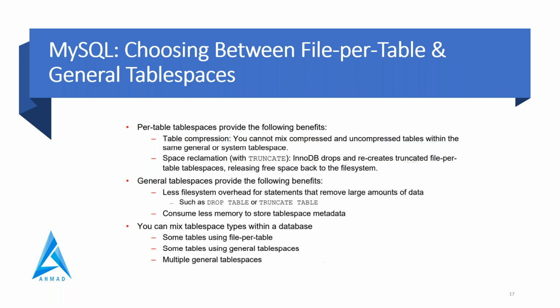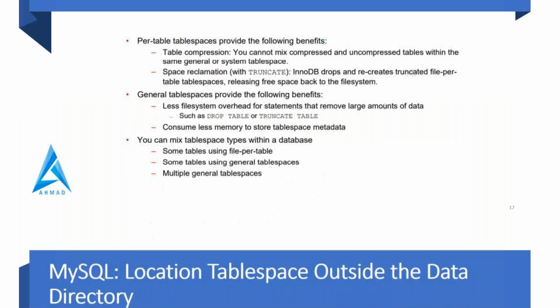And for space reclamation, you can use truncate. InnoDB drops and recreates the truncated file-per-table tablespace and releases free space back to the file system. And if you are using a general tablespace, it has less file system overhead for statements that remove a large amount of data, so you can use drop table or truncate table, and it consumes less memory to store tablespace metadata. You can mix tablespace types within a database, so some tables you can store in file-per-table, and some in general tablespaces. Multiple general tablespaces you can also use. Like that you can manage your MySQL database.